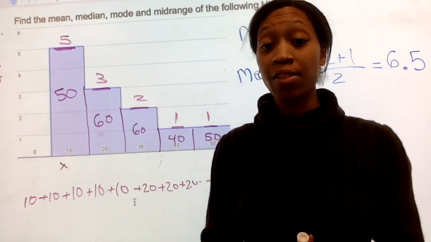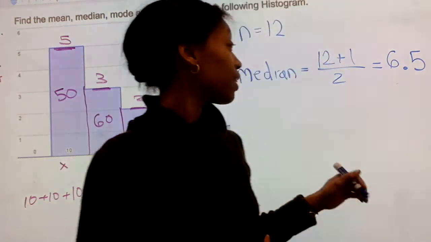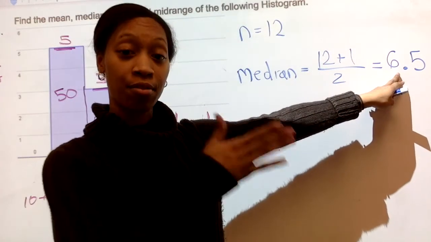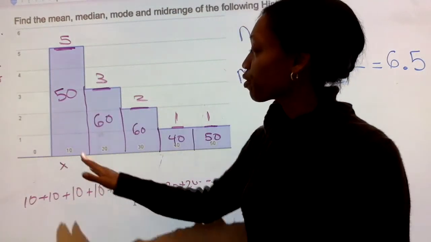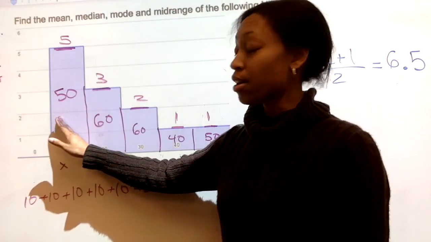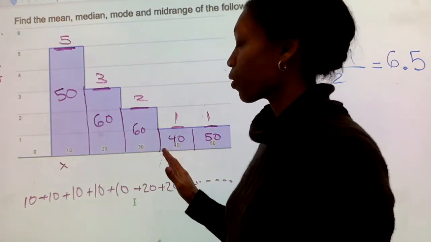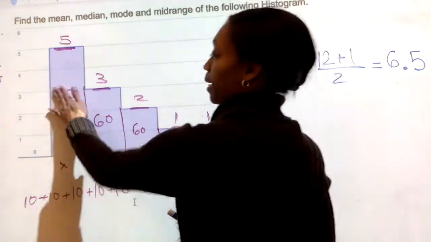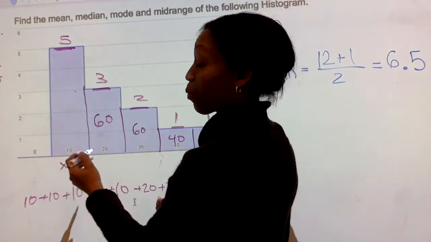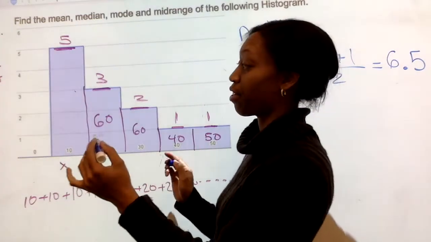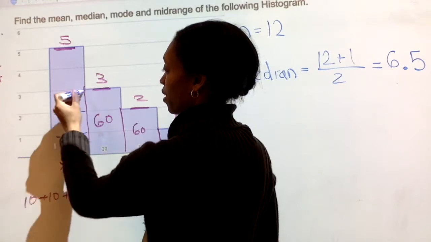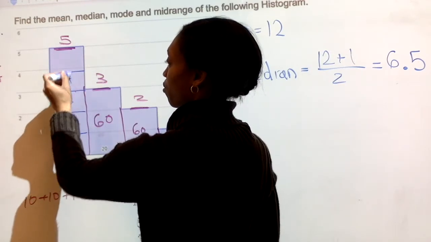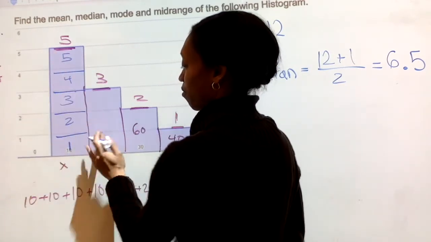Okay, so we have to find the term that would be in the 6.5 position in order. We can see that there are 5 things here. It might be easiest to count them by counting the squares themselves. We're going to come to the 6.5 term. So here's 1 10, here's 2 10s, 3 10s, 4, 5.